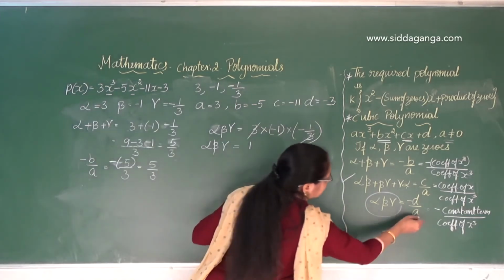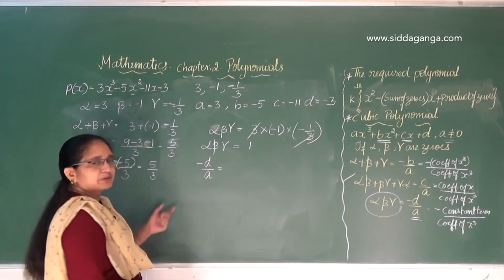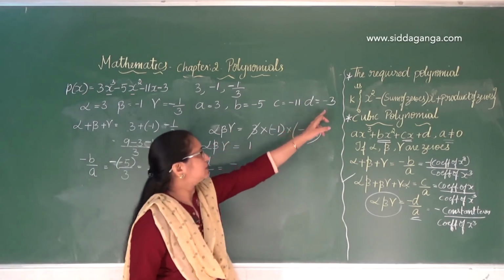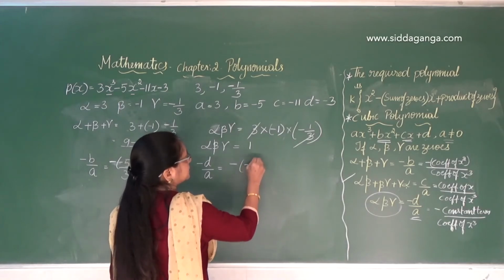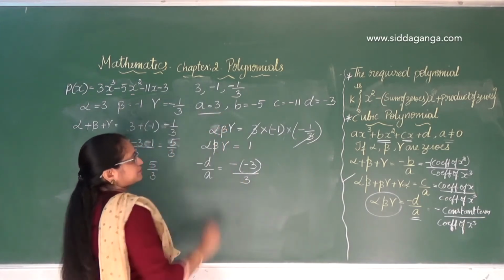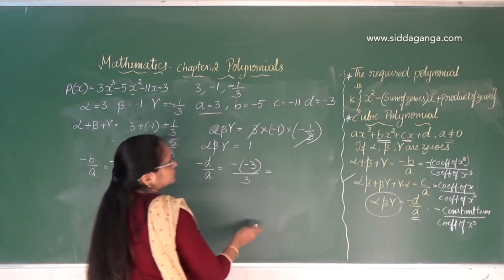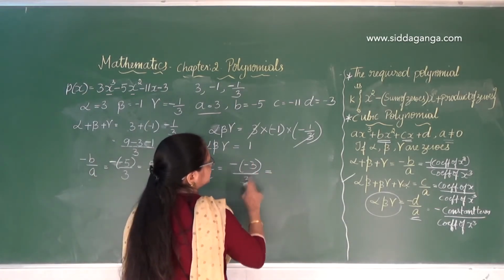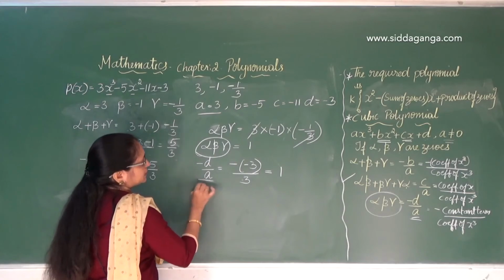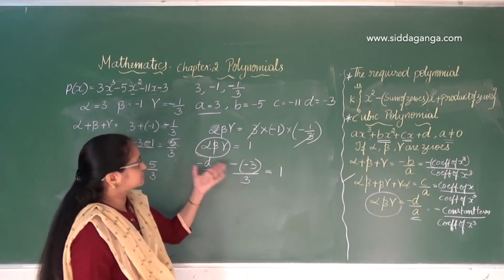Now see this formula, minus d by a. Minus d by a is minus of, now d is what? Minus 3. So minus of minus 3 divided by a, and a is 3. So minus of minus 3 by 3 means you will get minus into minus plus, 3 gets cancelled, you will get the answer. So definitely alpha beta gamma is equal to minus d by a. So hence we proved, this is the verification.